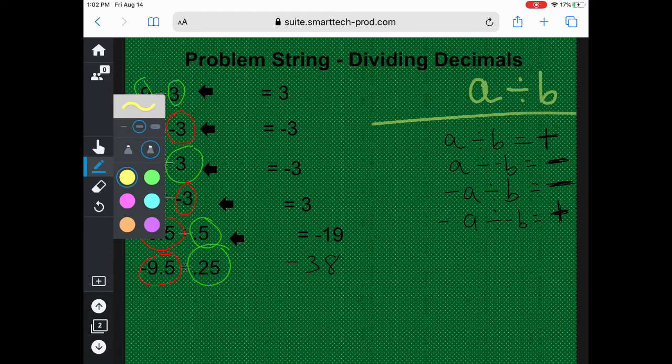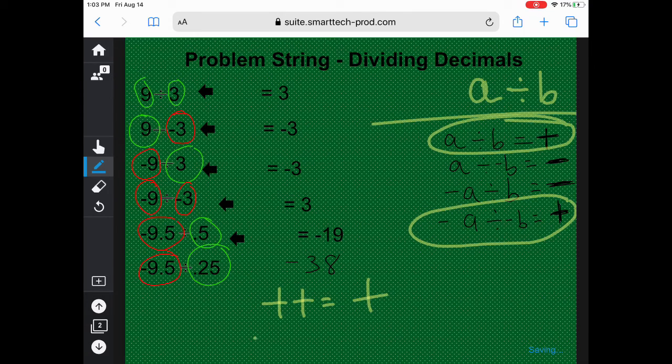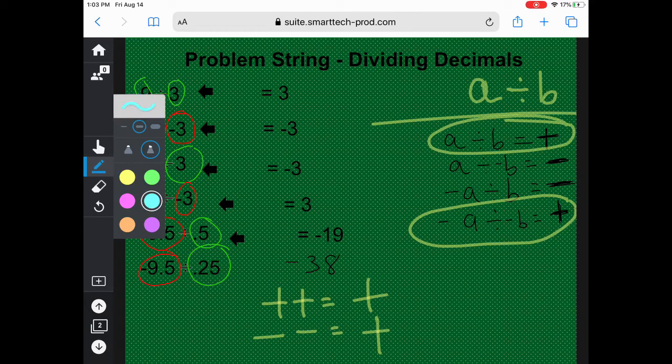So let's look at the similarities. I get a positive answer when I divide two positive numbers. I get a positive answer when I divide two negative numbers. So a positive and a positive give me a positive. A negative and a negative give me a positive. What? This is the exact same as when I multiply. So you're telling me that the product and the quotient, no matter if it's either or, a positive and a positive will always give me a positive, and a negative and a negative will always give me a positive.